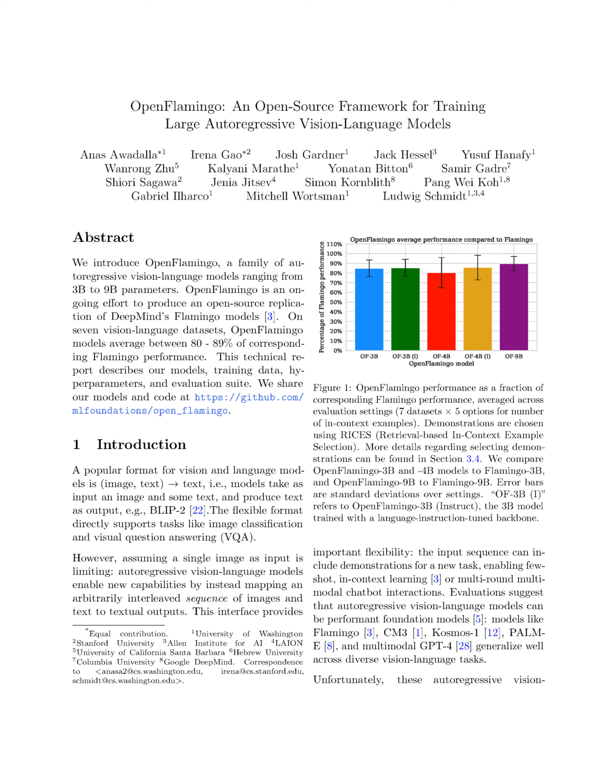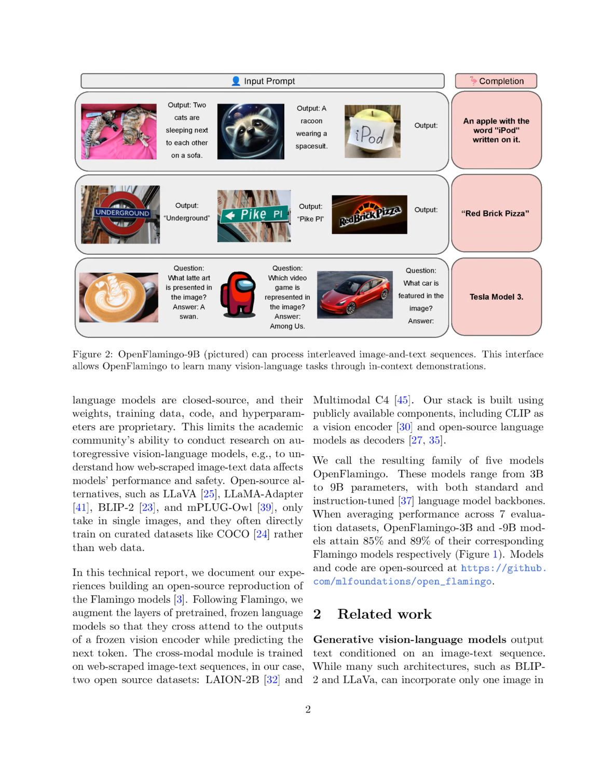Models like Flamingo, CM3, Kosmos-1, PaLM-E, and multimodal GPT-4 have shown great performance across a variety of vision language tasks. But there's a catch: these models are closed source. This means that their weights, training data, code, and hyperparameters are proprietary, which limits the academic community's ability to conduct research on them. There are open-source alternatives like LLaVA, LLaMA-Adapter, BLIP2, and mPLUG-Owl, but they only work with single images and are often trained on curated datasets like COCO instead of web data.